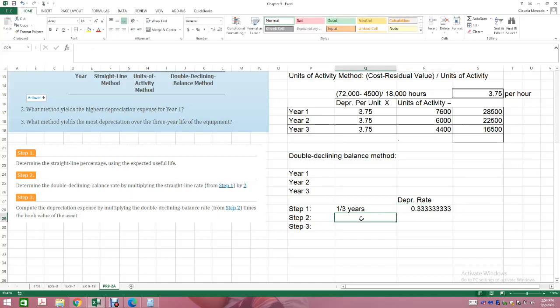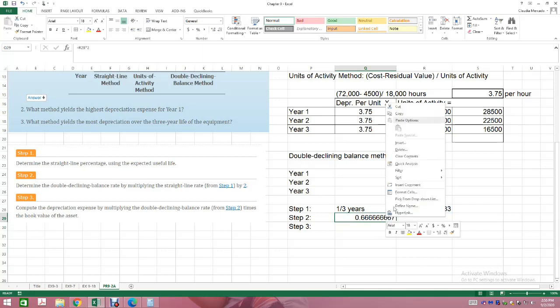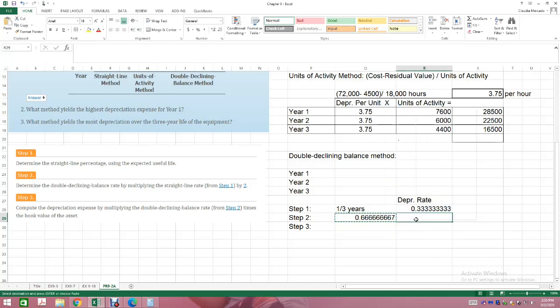Then step 2 says determine the double declining balance rate by multiplying the straight line rate by 2. So I'm going to get whatever I got on my depreciation rate for step 1, and I'm going to multiply it by 2. All I did on step number 2 was double my original depreciation rate. And you're going to get the number of years that it mentions in the problem.